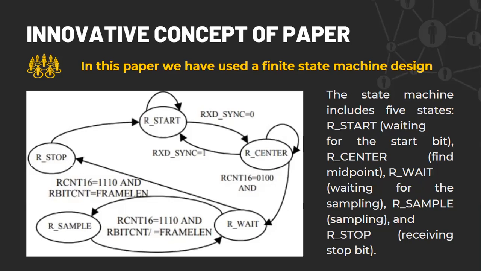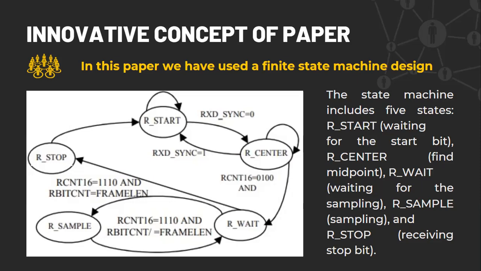Talking about the R start status, when the UART receiver is reset, the receiver state machine will be in this state, and in this state, the machine waits for the RXD level to jump from logic 1 to logic 0. That is the start bit, and this alerts the beginning of a new data frame. Once the start bit is identified, the state machine transitions to the R center state, because when sampling logic 1 or logic 0, we do not want the detected signal to be unstable.